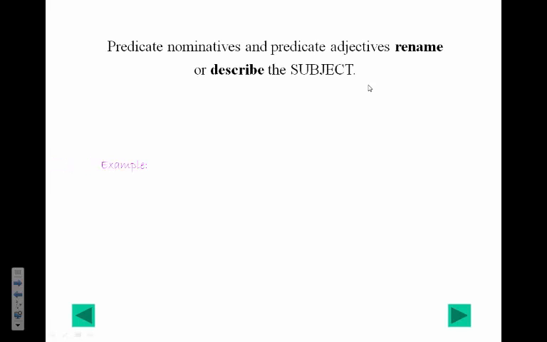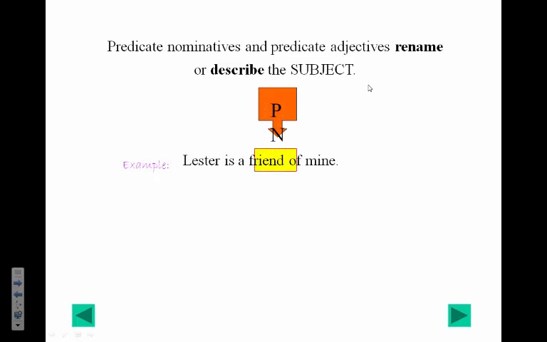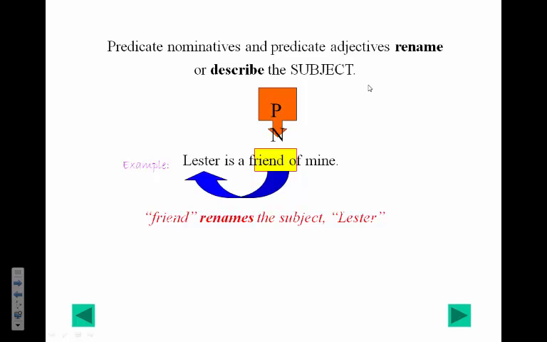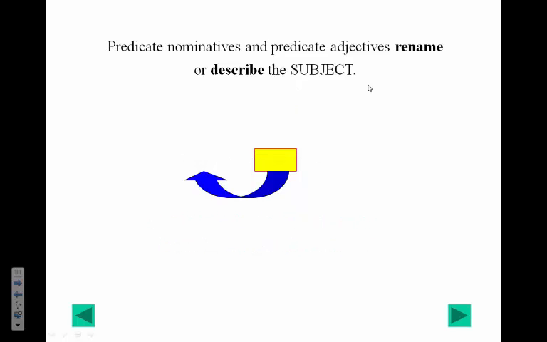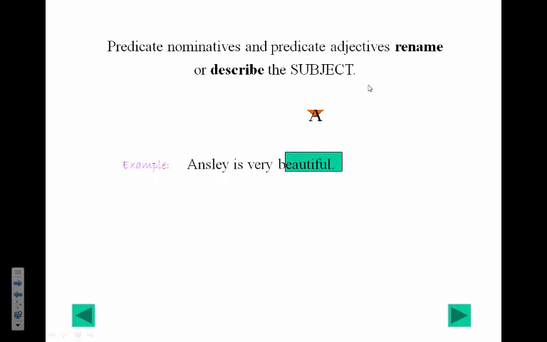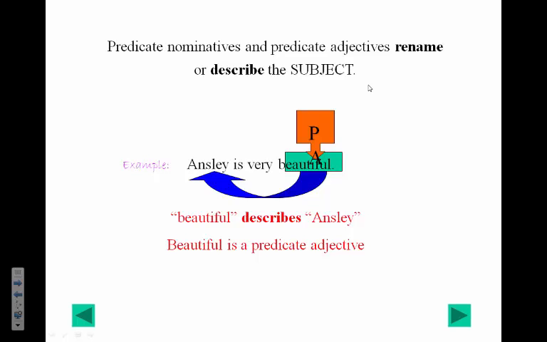Okay, so predicate nominatives and predicate adjectives rename or describe the subject. For example, Lester is a friend of mine. Lester is what? Friend renames Lester, so friend is a predicate nominative. Yay! Okay, moving on then. Another example would be Ainsley. Well, that's a name you don't hear every day. Ainsley is very beautiful. Ainsley is, linking verb, is what? Beautiful. Beautiful describes Ainsley, so beautiful is a predicate adjective.